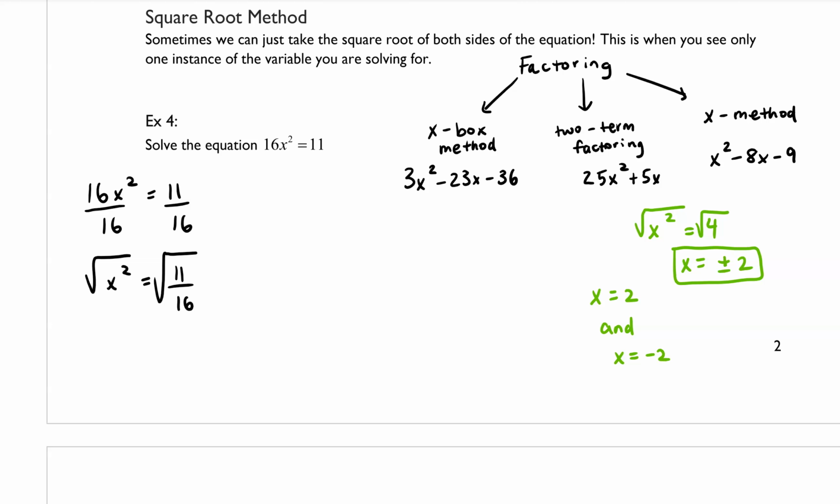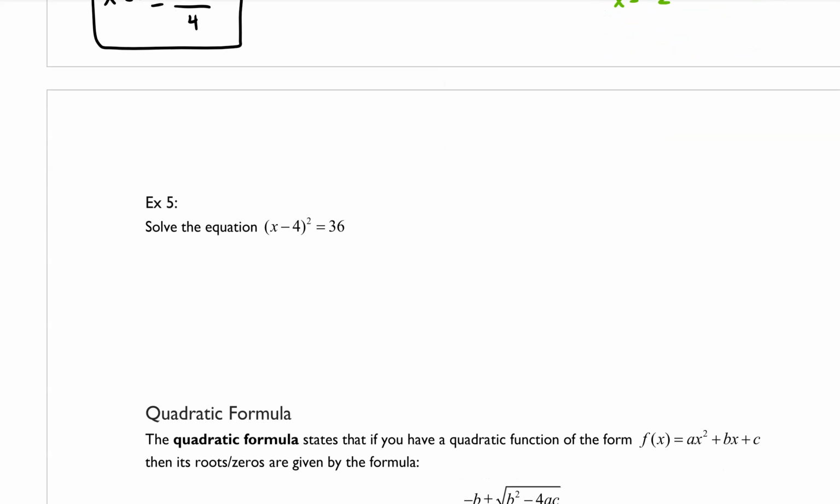Let's go back to example 4. So if I take the square root of both sides, we would get plus or minus, and then we would take the square root of both the denominator and the numerator. The square root of 11, 11's not a perfect square, so we could just leave it as the square root of 11. 16 is a perfect square. If we take the square root of 16, we get 4. So our two solutions are positive and negative square root of 11 over 4. Let's move on to example 5.